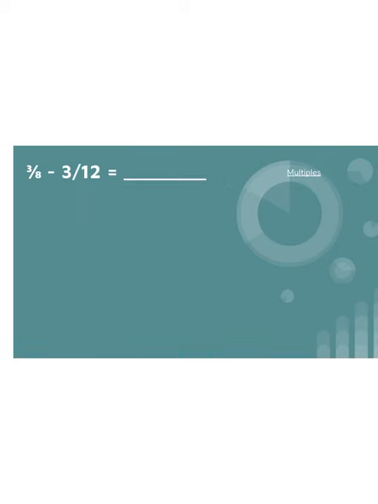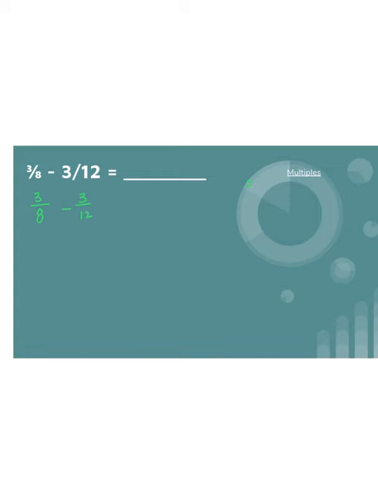Okay, we're going to switch gears here to subtracting. So we did a whole lot of adding, and now we're going to do subtracting, which follows the exact same process. Instead of adding, we're just going to subtract. So I have 3/8 minus 3/12. Well, my first step is to look at the bottom numbers. I have an 8 and a 12. Those are not the same.